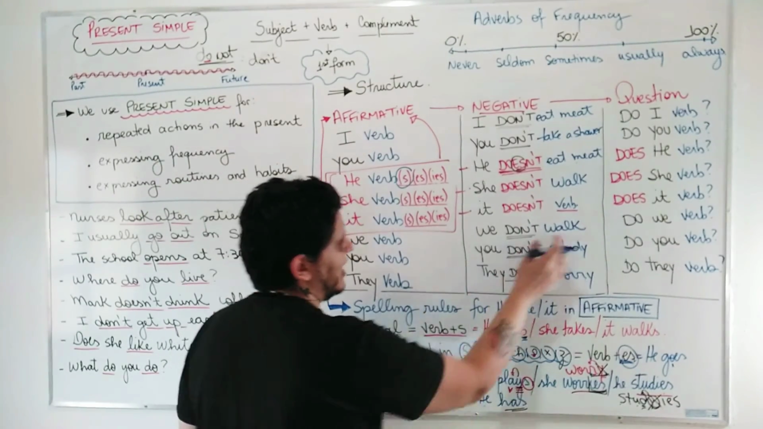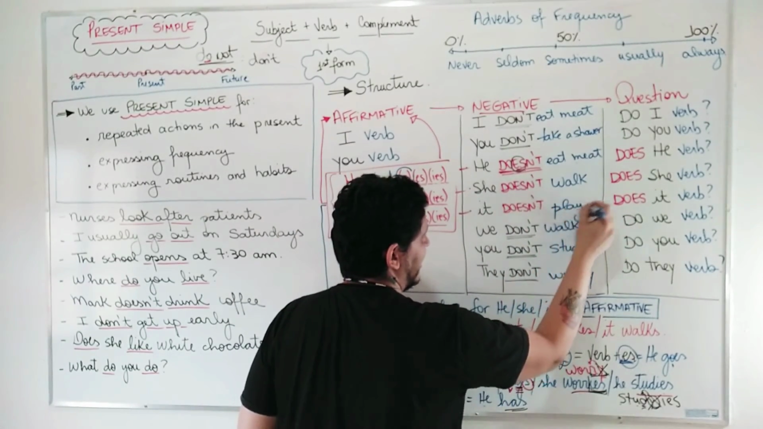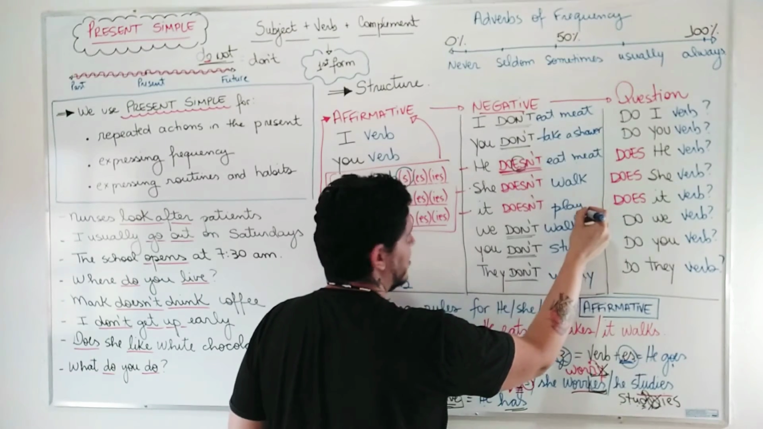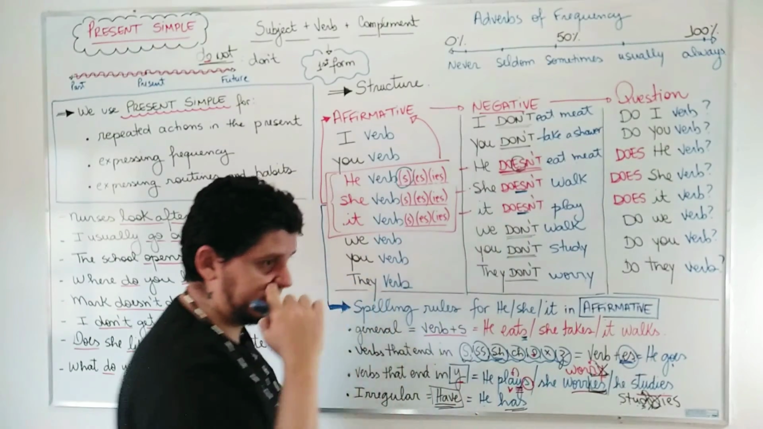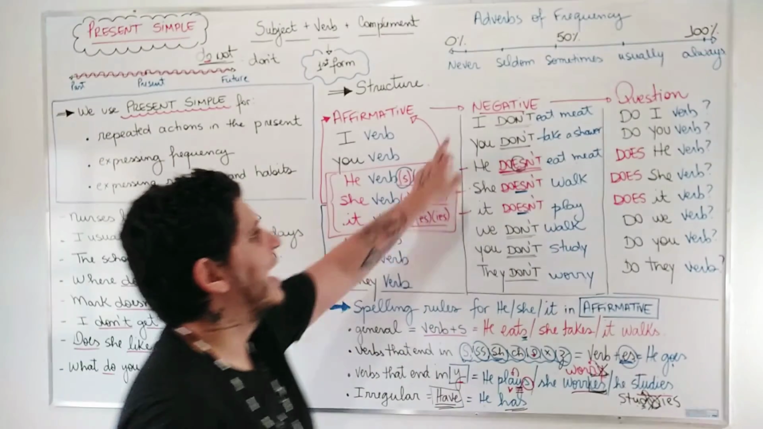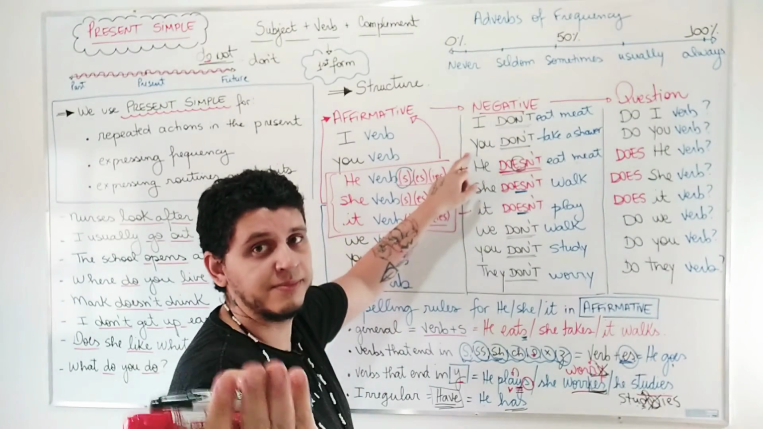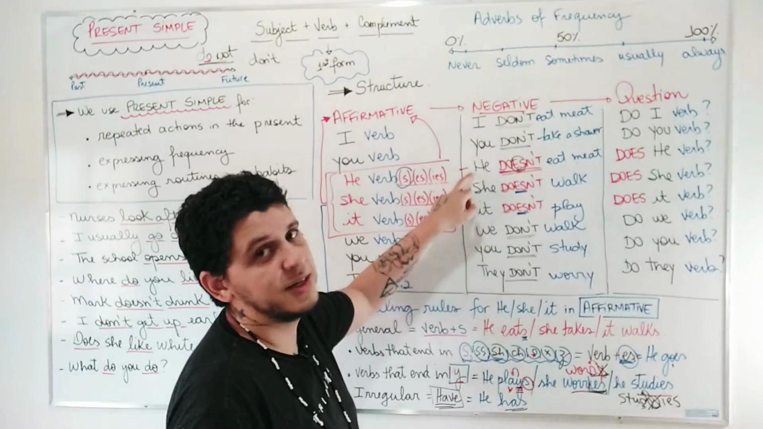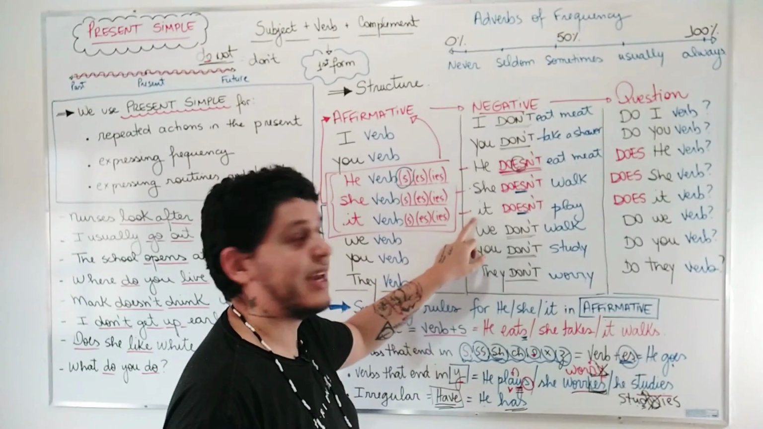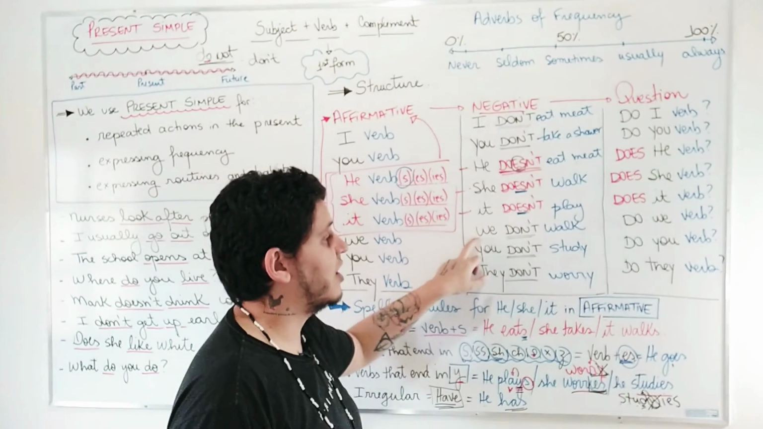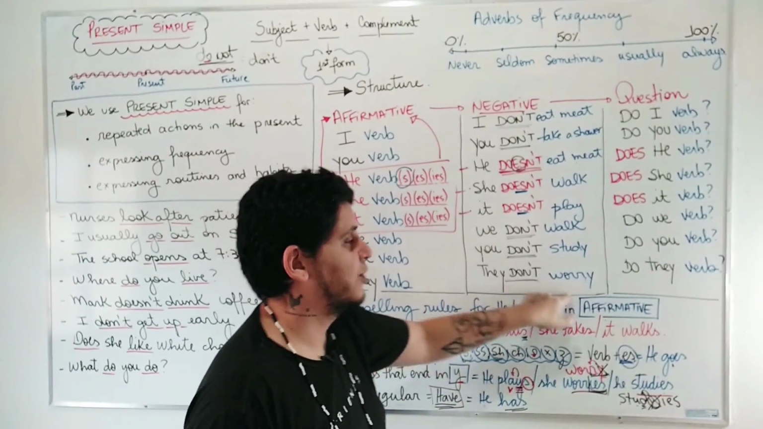"O cachorrinho não brinca." It doesn't play. Do we have an s at the end? No, we don't, because the changes were made in the auxiliary. Okay? Let's repeat after me. I don't eat meat. You don't take a shower. He doesn't eat meat. She doesn't walk. It doesn't play. We don't walk. You don't study. They don't worry.